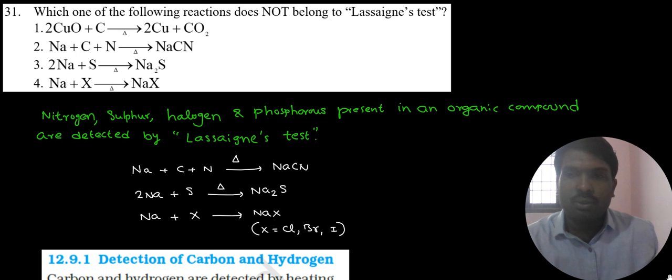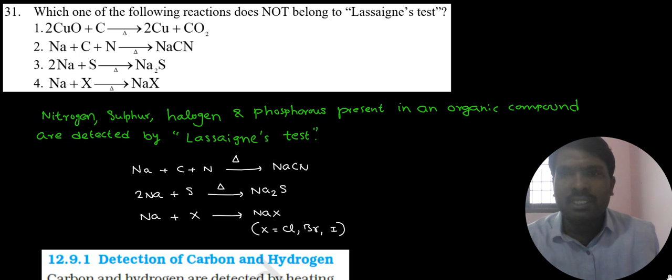Now I want to discuss the rest of the questions from the NEET 2025 question paper. Question 31. Which one of the following reactions does not belong to Lassaigne's test? 2CuO plus carbon giving rise to 2Cu plus CO2, Na plus carbon plus nitrogen giving rise to sodium cyanide, 2 mole Na plus sulfur giving rise to Na2S, Na plus X giving rise to NaX.